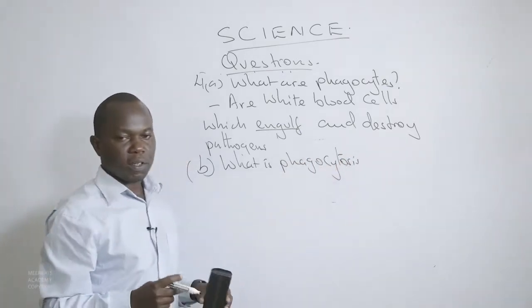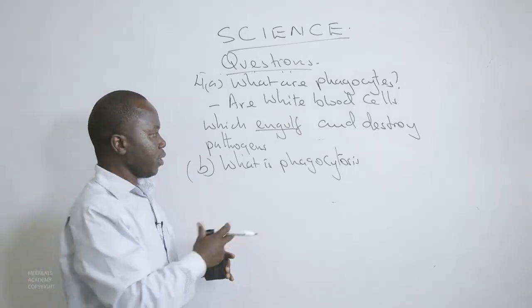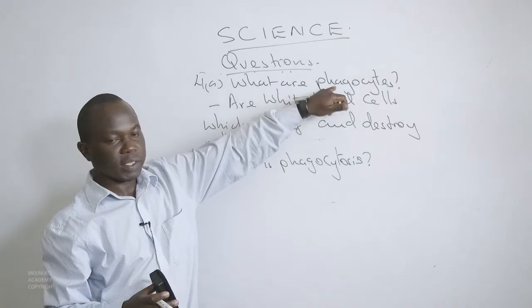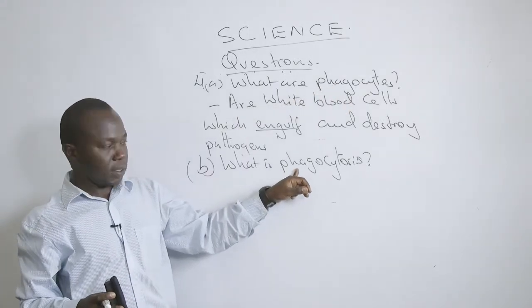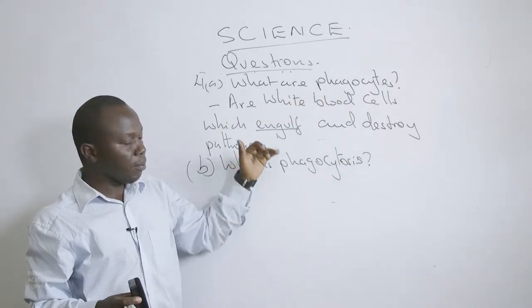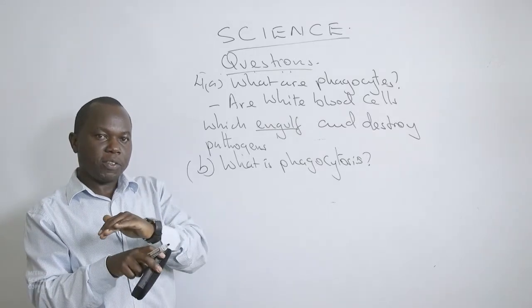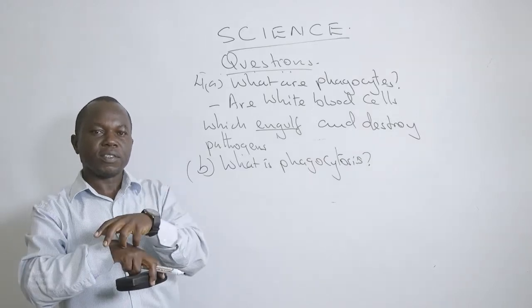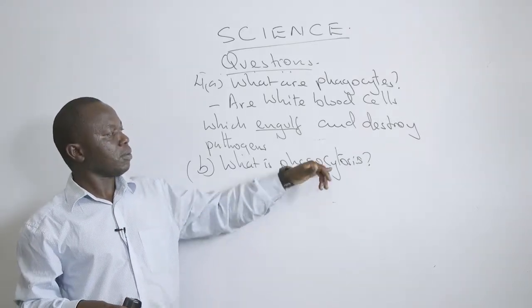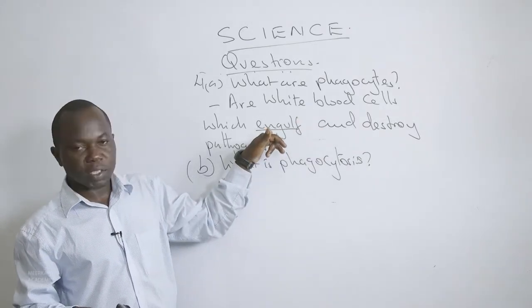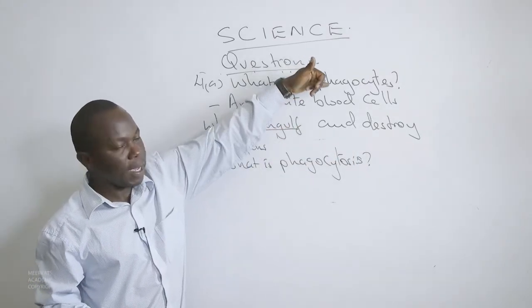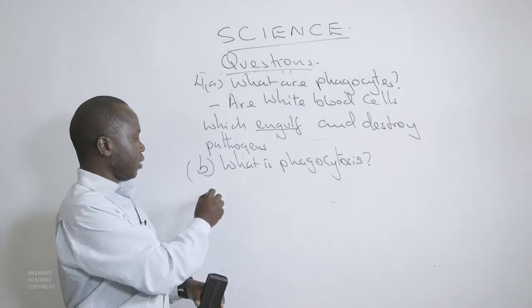What is phagocytosis? So again, once we have defined phagocyte, then it becomes very easy. Phagocytosis now becomes the process by which phagocyte will engulf, and then after engulfing, destroy the pathogen. So it simply becomes a process of engulfing and destruction of pathogen by the phagocytes.